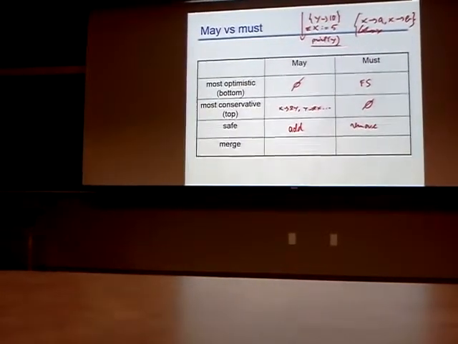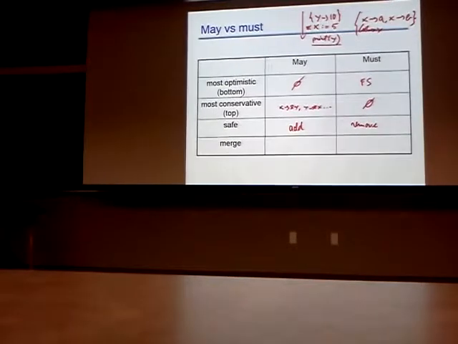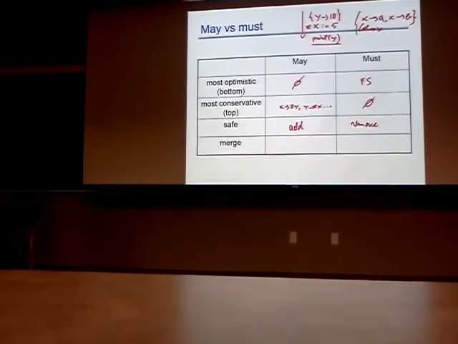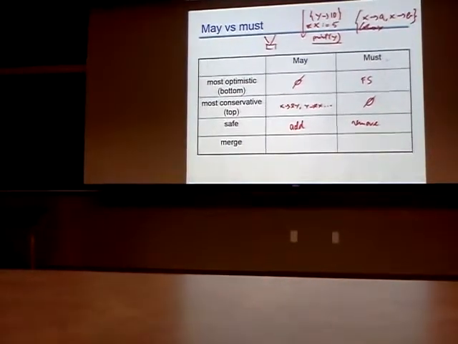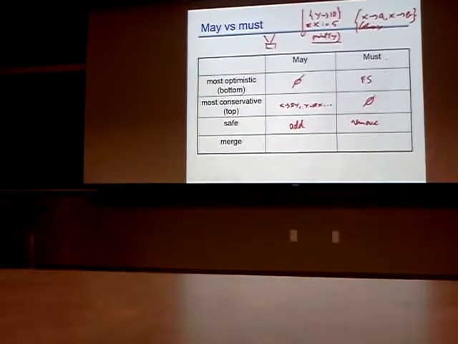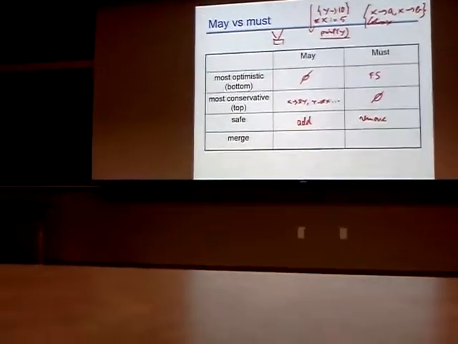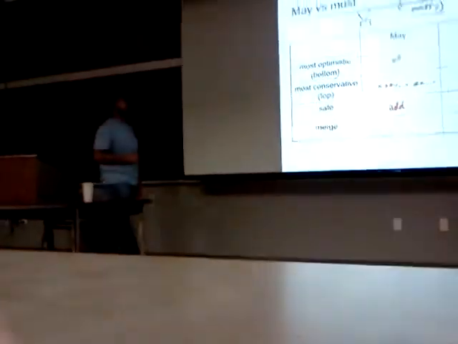Okay. So finally, let's talk about merge. When you have a may analysis and you have a merge point versus a must, obviously, one of them is going to be intersection, the other one is going to be union, intuitively, when we're talking about a powerset lattice. So which one is which?